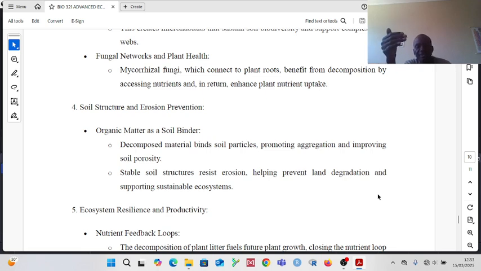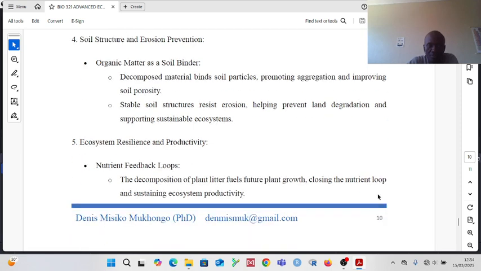When soil erosion is resisted, it will prevent the loss of nutrients. So the soil will not be degraded. And in essence, then, it will help to sustain ecosystems, to support ecosystems that are sustainable. Okay? Then the ecosystem resilience and productivity. The decomposition of plant litter will help to fuel plant growth in the future. Okay?